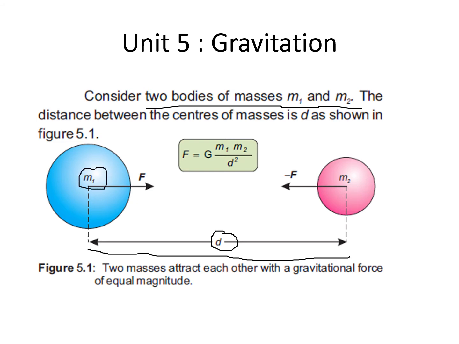The mass of the pink body is m2, and there is a force of attraction between the two objects, which we denote with F. This is the force F, and this is also the force F. So two masses attract each other with a gravitational force of equal magnitude. Here the formula is written: F equals G m1 m2 by d square. This is the mathematical form of the law of gravitation, and G is the value of the constant. We will discuss this formula in the next slide.